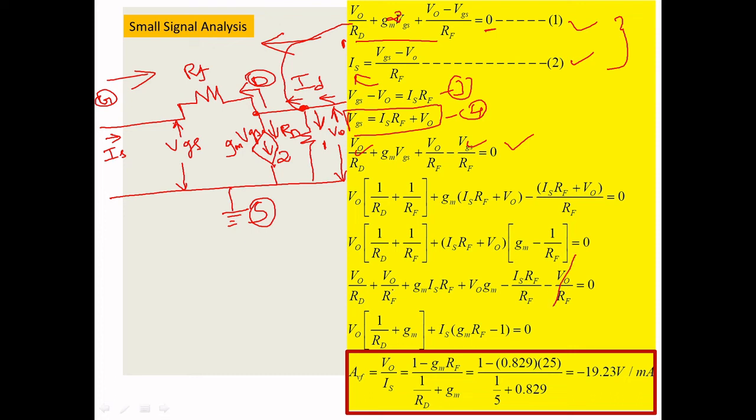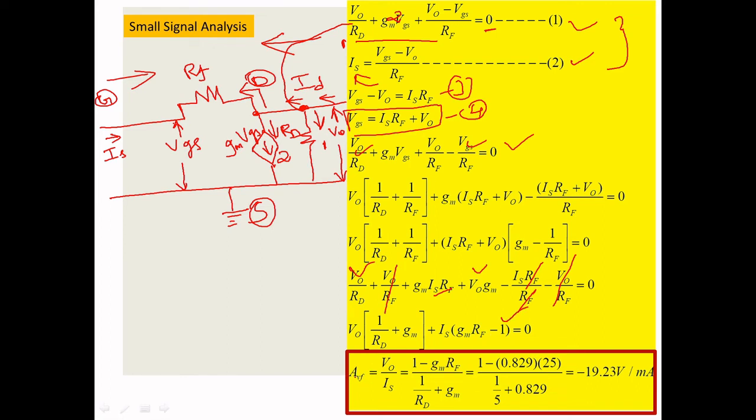Then I will cancel the terms. So this term will be cancelled, plus minus. Then I will take V naught common, so 1 by RD plus gm. Then from here I can cancel RF, and then we can take common gm RF minus 1.